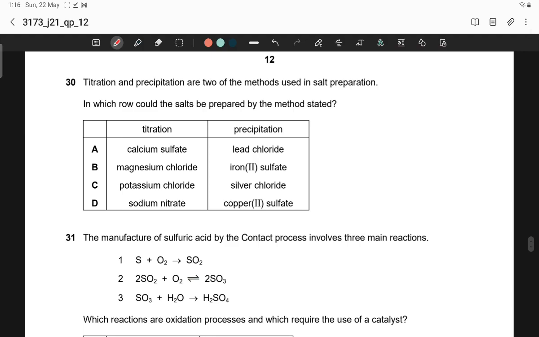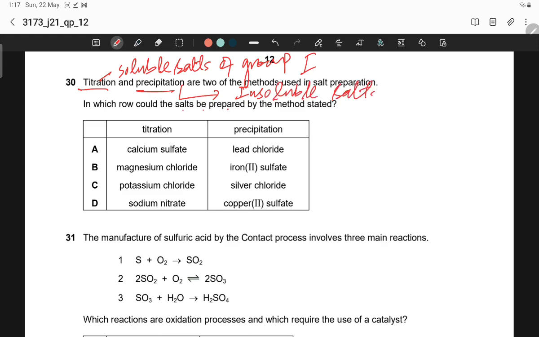Titration and precipitation are two of the methods used in salt preparation. In which row could the salts be prepared by this method? In titration, soluble salts are formed, soluble salts of group 1. And in precipitation, insoluble salts are produced.